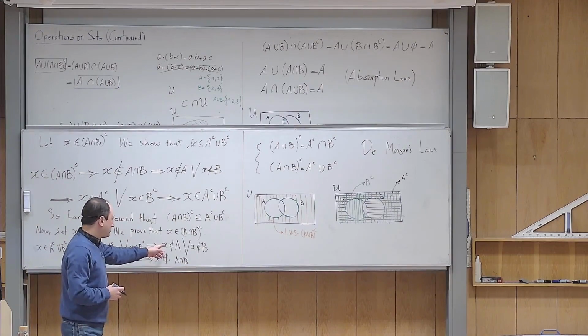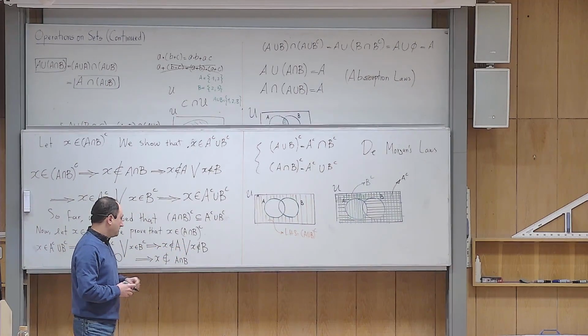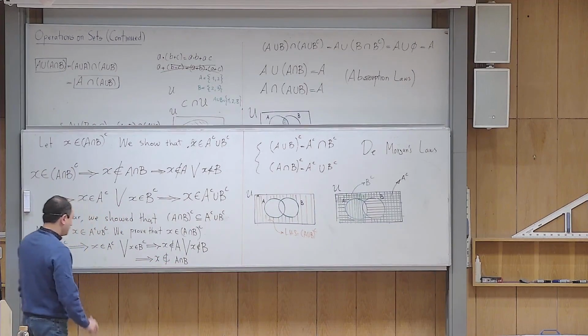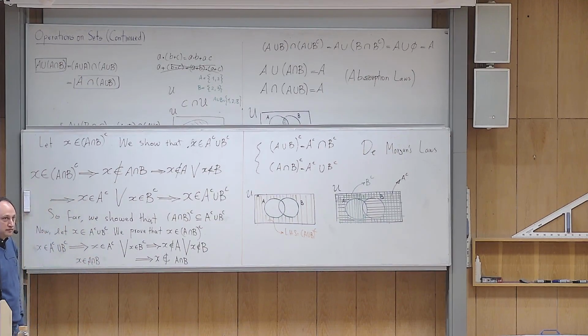X does not belong to A, or X does not belong to B. You said that I can conclude that X does not belong to A intersection B, and then Mario, you said that X belongs to A intersection B, yes? Okay? Which one is true? This one?